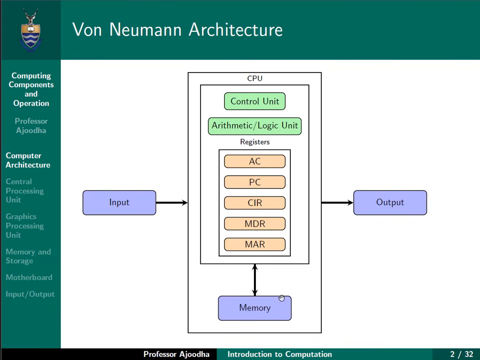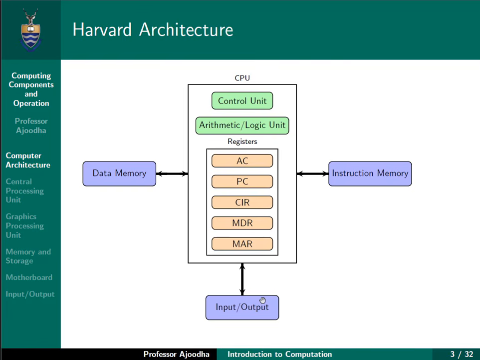But the big difference here is this memory, the blue block. Remember I said before that instructions and data both have the same format, right? Which is binary. So in the von Neumann architecture, we store it in the same place. However, in the Harvard architecture, we store the instructions in one component of memory, and we store the data that involve those instructions in a different component in memory.